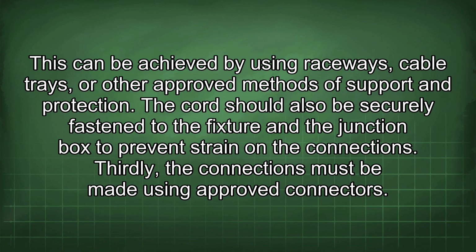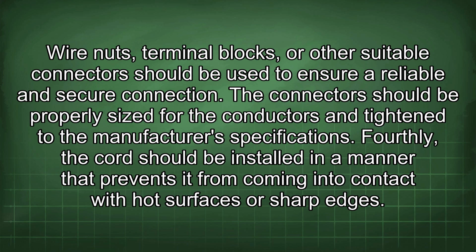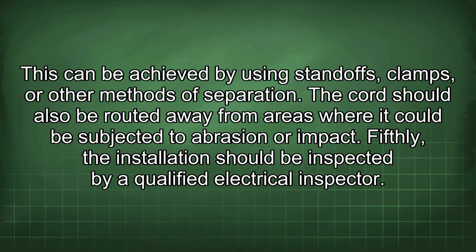Thirdly, the connections must be made using approved connectors. Wire nuts, terminal blocks, or other suitable connectors should be used to ensure a reliable and secure connection. The connectors should be properly sized for the conductors and tightened to the manufacturer's specifications. Fourthly, the cord should be installed in a manner that prevents it from coming into contact with hot surfaces or sharp edges. This can be achieved by using standoffs, clamps, or other methods of separation. The cord should also be routed away from areas where it could be subjected to abrasion or impact.